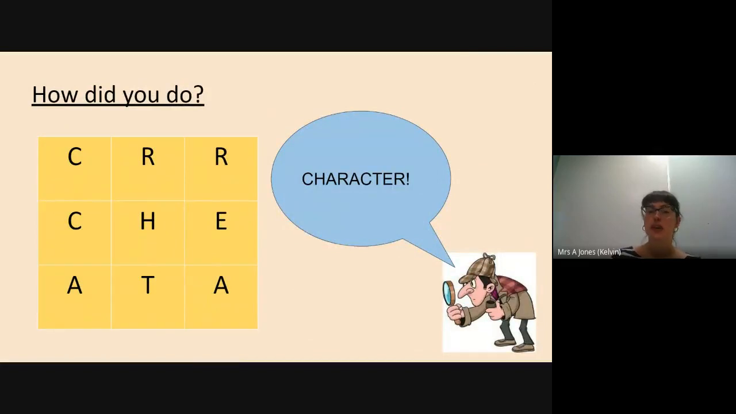Okay, well done to anybody that got the 9-letter word, which was character. And I'm sure all of you have got some other interesting words, 3 letters or more. You could maybe discuss those with your class.